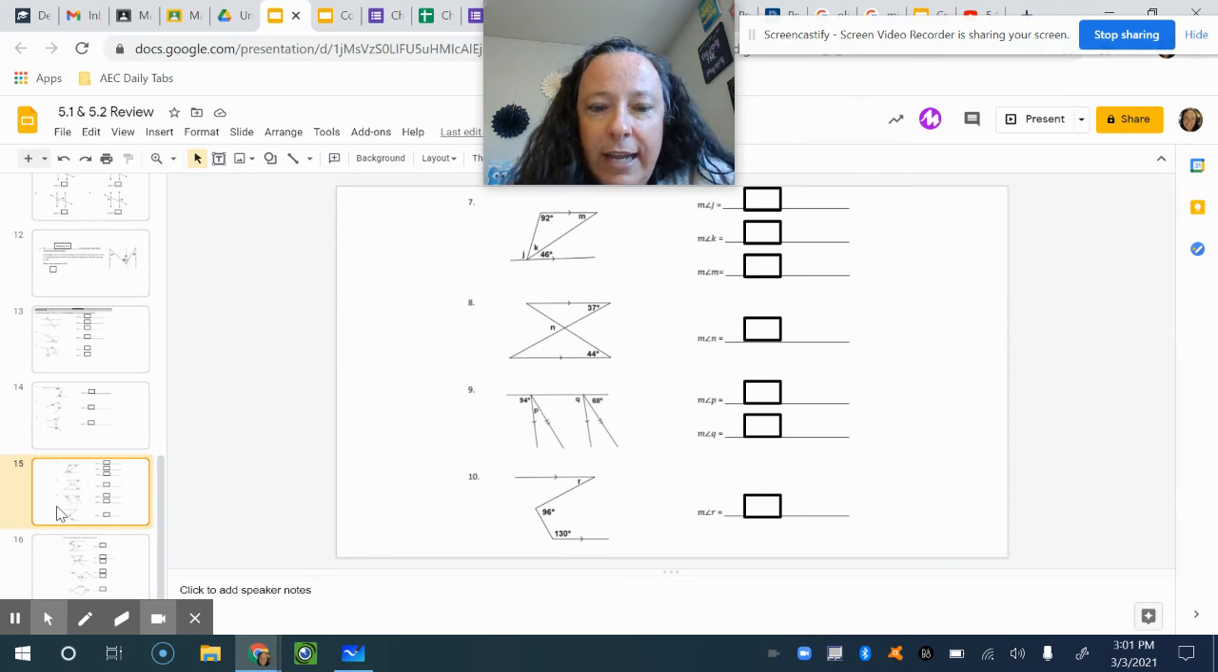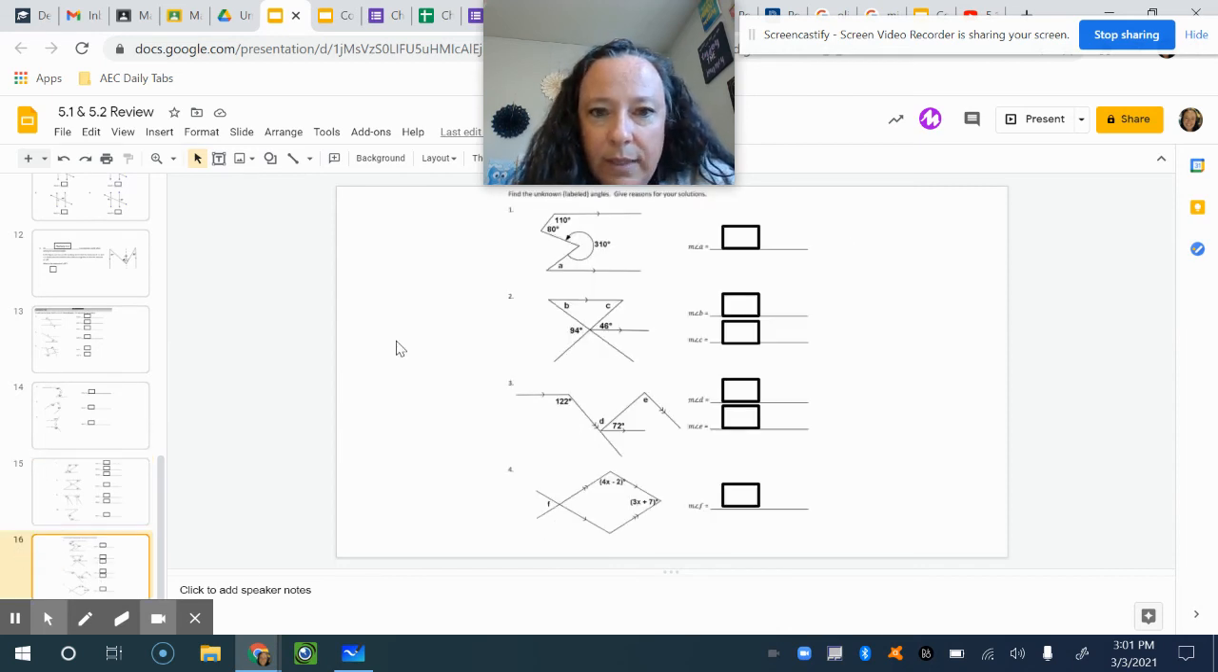All right. Looking at these, we've got some parallel lines, some tricky stuff. This number 10, you'll want to do an auxiliary line. And remember, all around a point is 360.